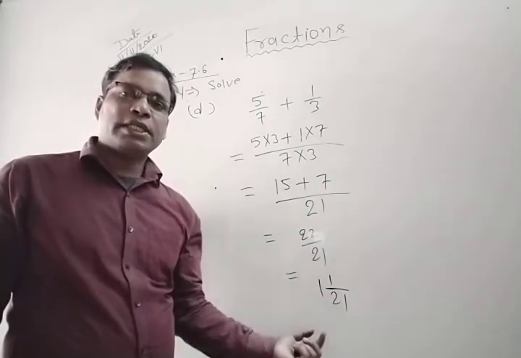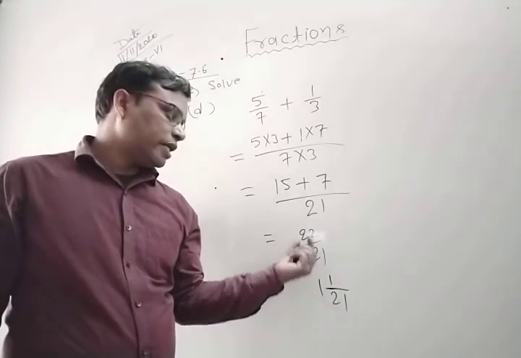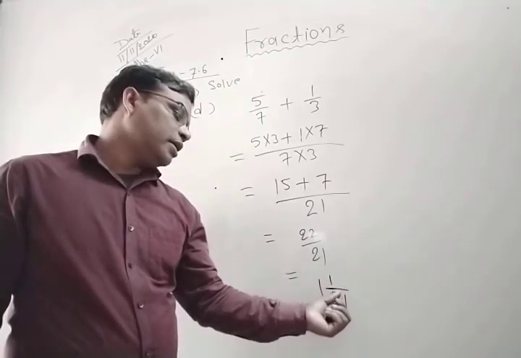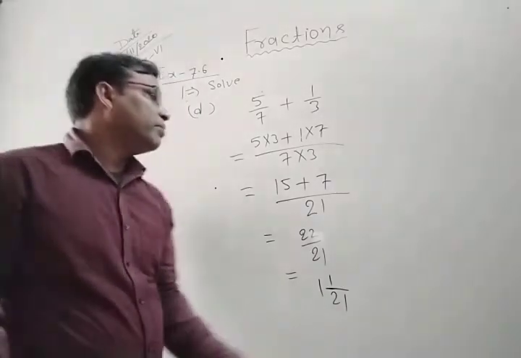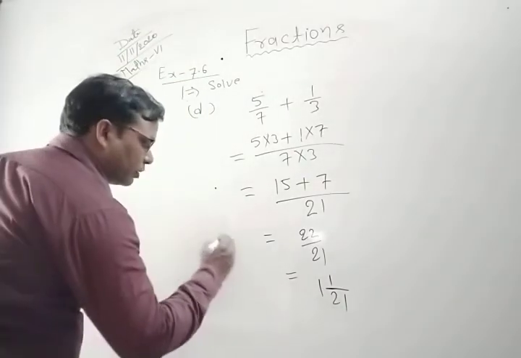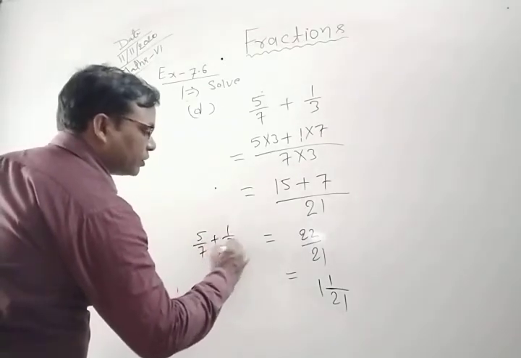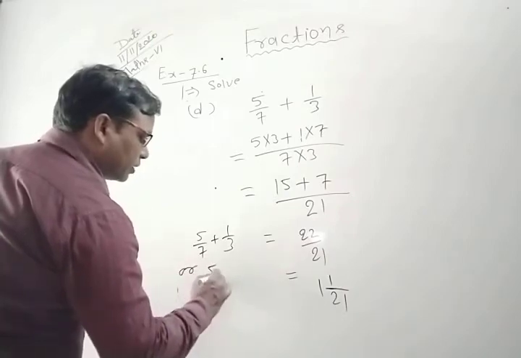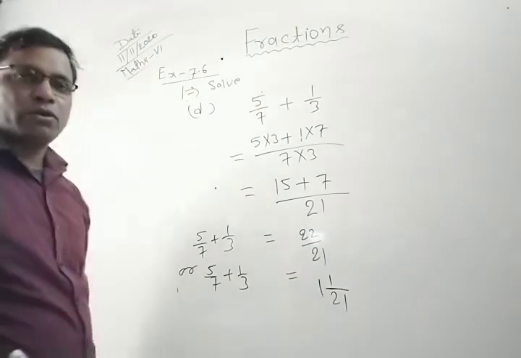If you want to change it into a mixed fraction, you divide by 21, then you get quotient 1 and remainder 1. So in this way we find 5 by 7 plus 1 by 3 is equal to 22 by 21, or you can say 5 by 7 plus 1 by 3 is equal to 1 whole 1 by 21.